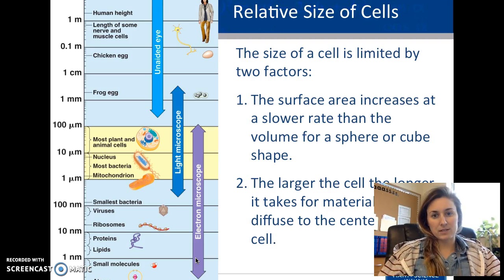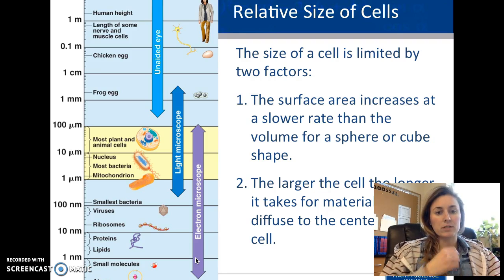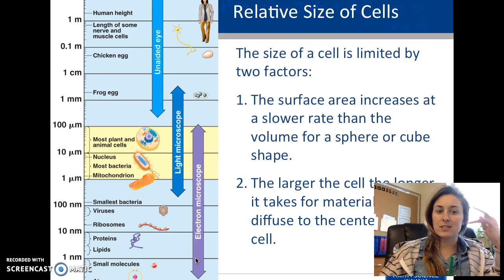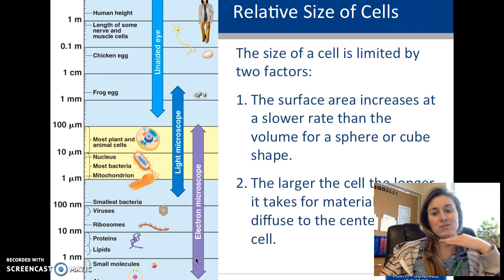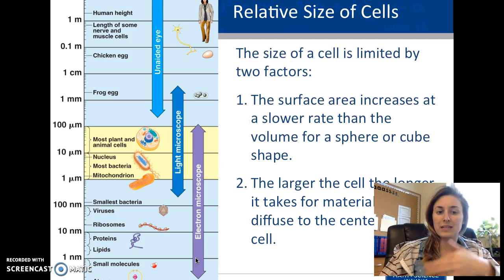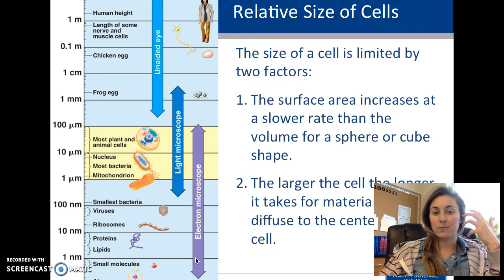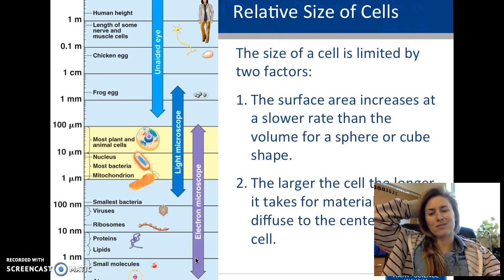When we talk about the relative size of cells, we want to look at something relative, a chicken egg, and you'll see that on our graph. A frog egg looks like just a tiny tip of a pen cap or an eraser. If we divide that by 100, and then by 1,000, that's going to be the size of most plant and animal cells, and a little bit smaller, most bacteria and prokaryotic cells. We can see them under a light microscope. You can't see their organelles, but they also require an electron microscope to look with a lot of detail.